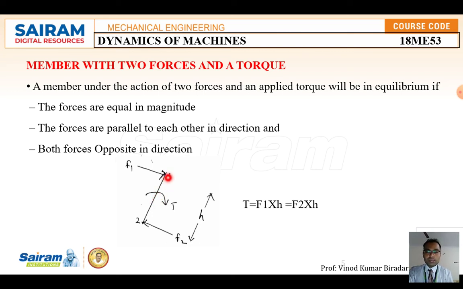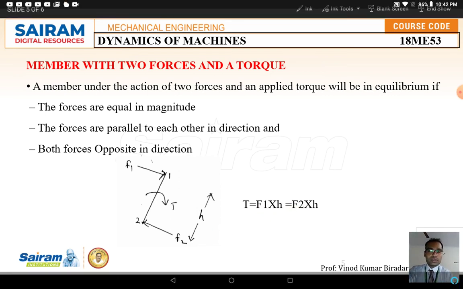I will repeat: the condition for the 2-force member with torque is that both forces are equal in magnitude, opposite in direction, and F1 and F2 are parallel to each other. Then you extend the F1 line and F2 line, measure the height, and find the torque. Torque is equal to F1 into H or F2 into H, so you get the torque value. This is a very important slide.